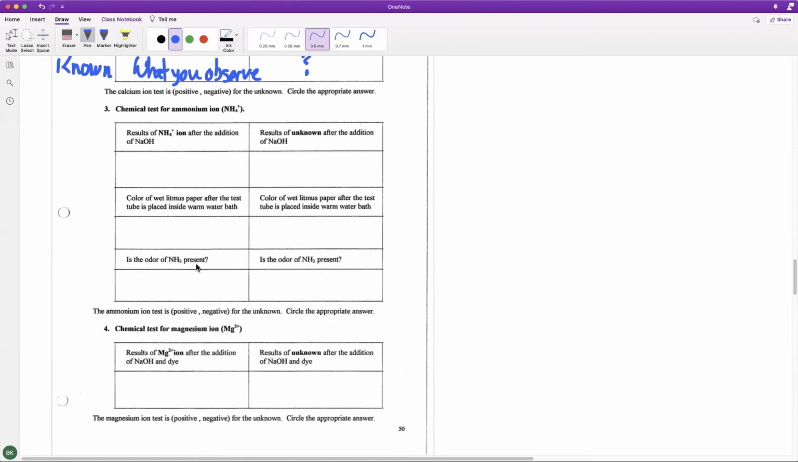For this particular experiment, for the ammonium one, you're not going to be able to smell it, of course. So you can just cross out this particular one. You can just X that out because we won't have an odor present.